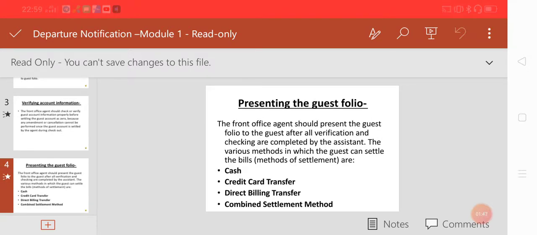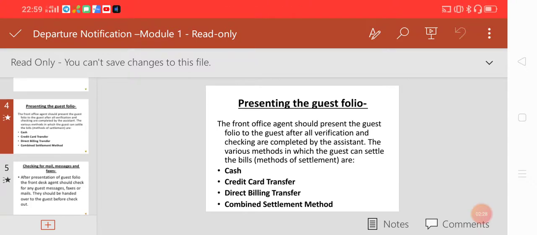Come to the fourth presentation, that is presenting the guest folio to the guest. The front office agent should present the guest folio to the guest after all verification and checking is completed by the assistant. The various methods in which the guest can settle the bill are as follows: by cash, by credit card, by bill to company, or by direct bill transfer. They can also do the combined method, that is, some of the payment by cash and some by credit card or something else. That is preparing the guest folio.